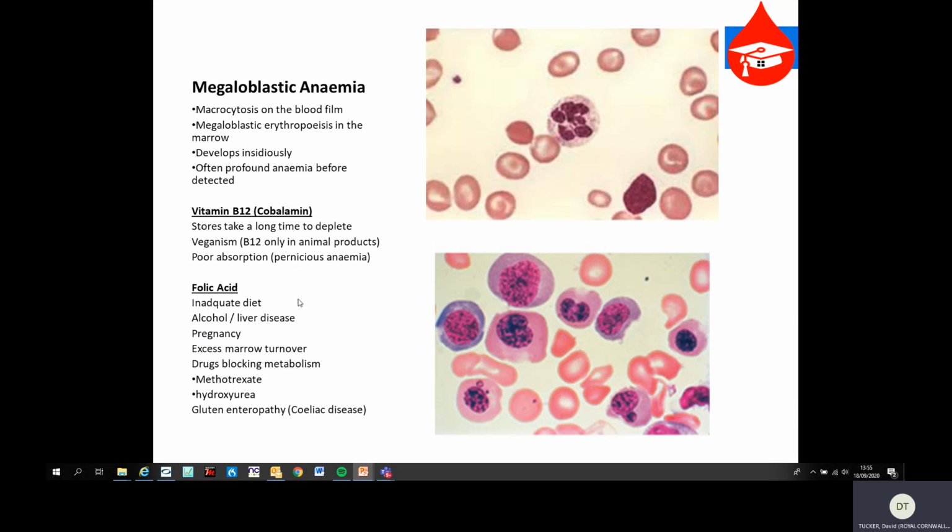Folic acid is also something that's definitely worth checking. Dietary inadequacy is common. Sometimes alcohol and liver disease, particularly that goes hand in hand with a poor diet sometimes. Pregnancy is really important to be thinking about folic acid because it's an absolute requirement for pregnant women, particularly in that first trimester, to stop neural tube defects. And some drugs which block metabolism.